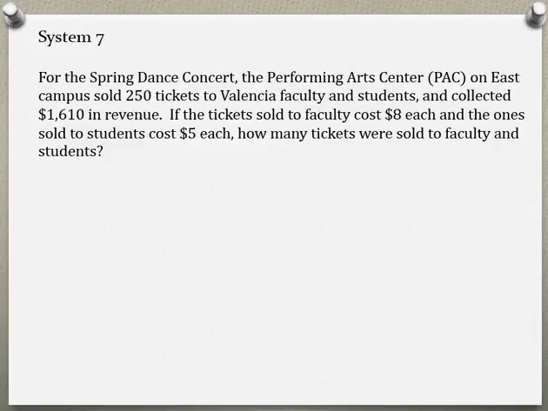For the spring dance concert, the Performing Arts Center on East Campus sold 250 tickets to Valencia faculty and students and collected $1,610 in revenue. If the tickets sold to faculty cost $8 each and the ones sold to students cost $5 each, how many tickets were sold to faculty and students?